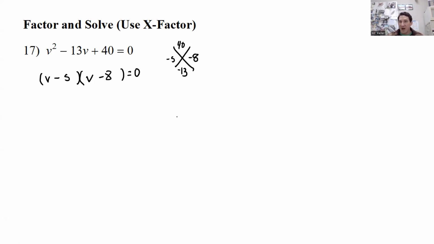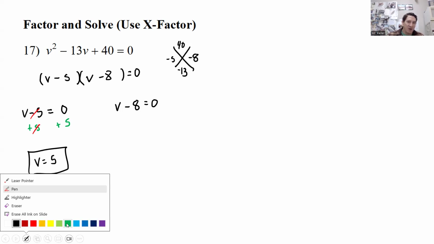So now we have our quadratic in factored form, and we use that zero product property we did on the last couple of problems, where it's going to be V minus 5 is equal to 0 and V minus 8 is equal to 0. Set each factor equal to 0 and then solve each individually. So plus 5 over here. Minus 5 plus 5 cancels out. You get V is equal to 5.